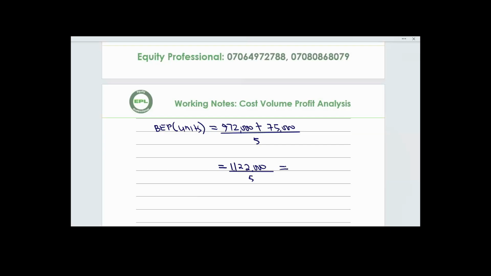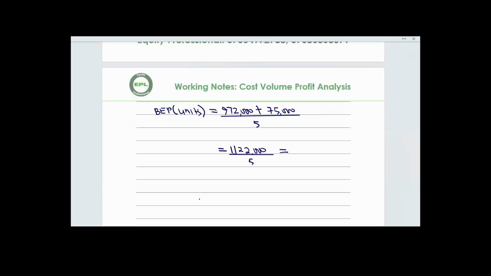On the day of your exam, no need to be doing it one by one, step by step. Just add everything together, divide it by 5, move on, put the final answer there. It's a waste of time. Divided by 5. This is 224,400 units. So this is the number of units that must be sold for the company to be able to earn a targeted profit of 75,000 naira.